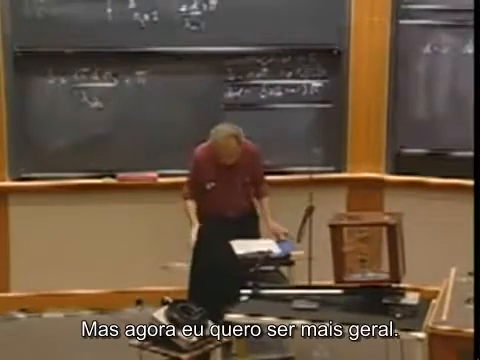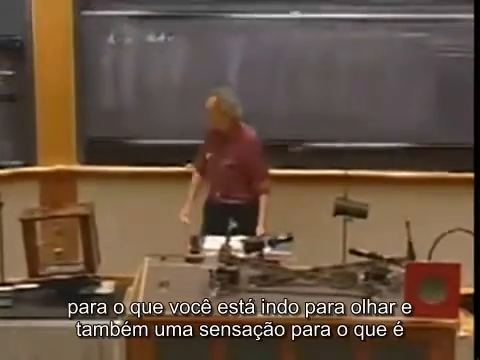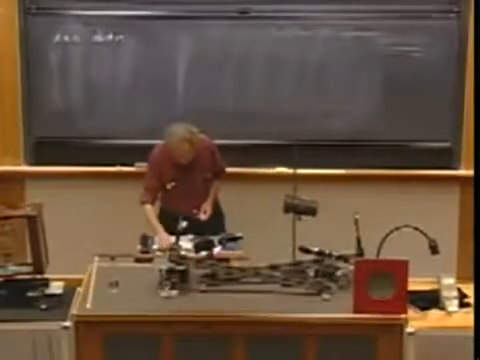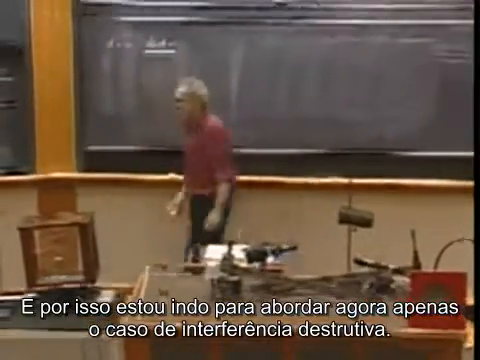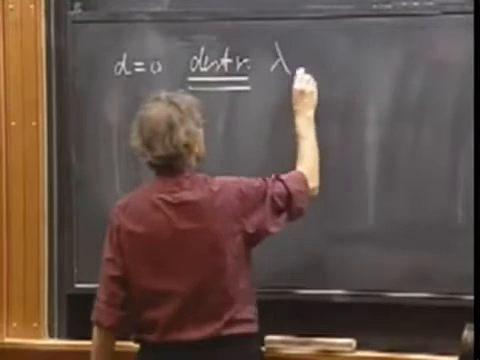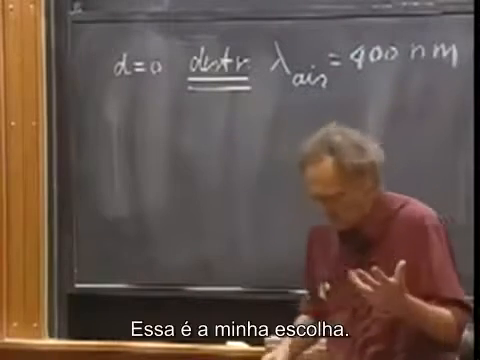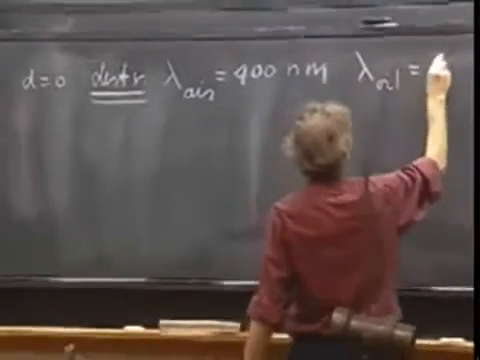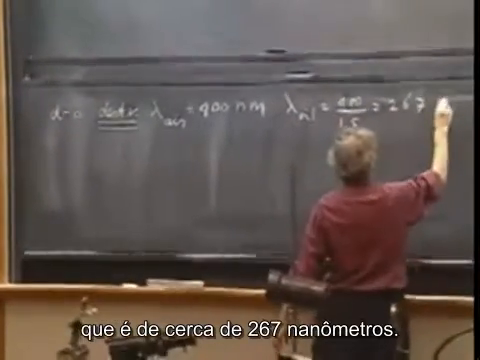But now I want to be more general. I want to give you a feeling quantitatively for what you're going to look at, and also a feeling for what thicknesses are really necessary to see these colors. And so I am going to address now only the case of destructive interference. And I'm going to choose a lambda in air of 400 nanometers. That's my choice. So that means that my lambda in oil is 400 divided by 1.5, which is about 267 nanometers.